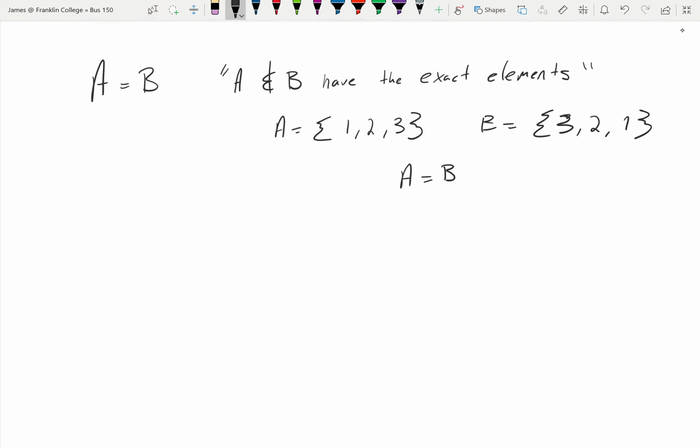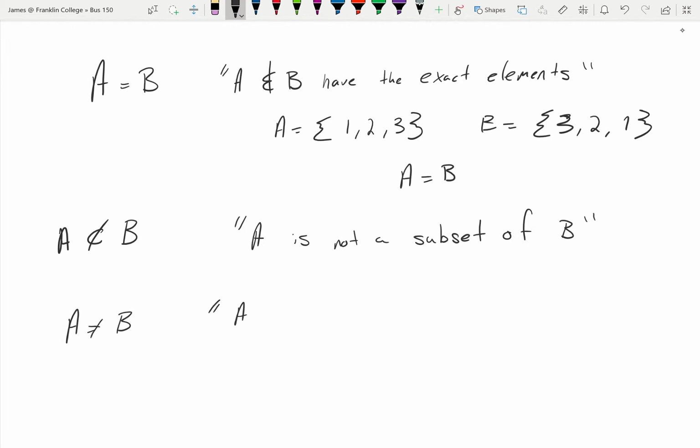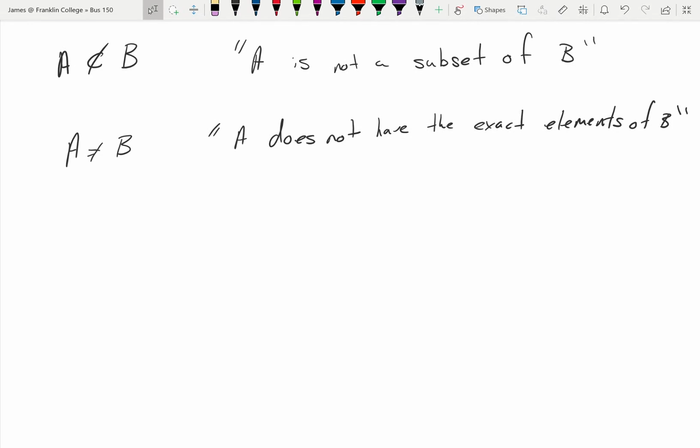Alright, we can say that A is not a subset of B. And we can also say A is not equal to B if A does not have the exact elements of B. Alright, so that has to do with subsets.